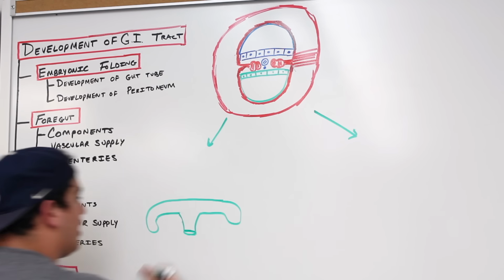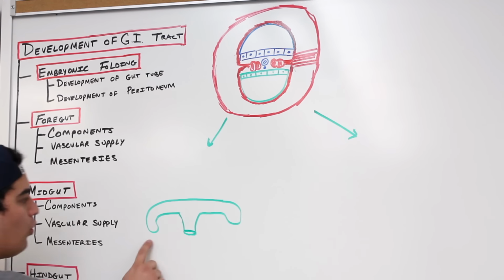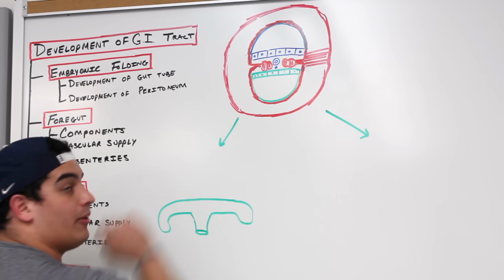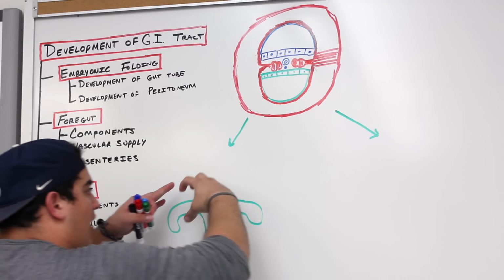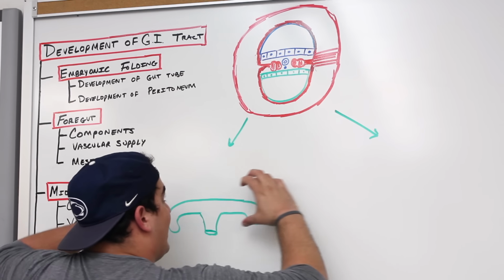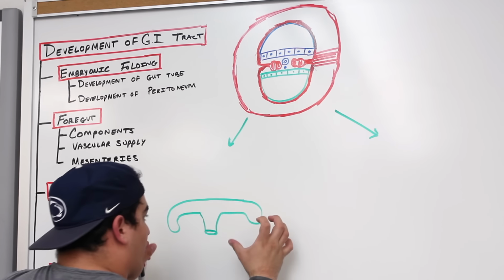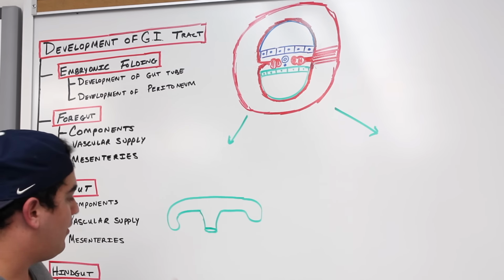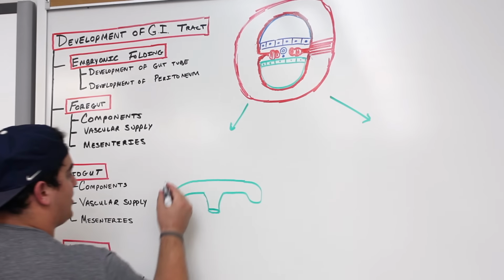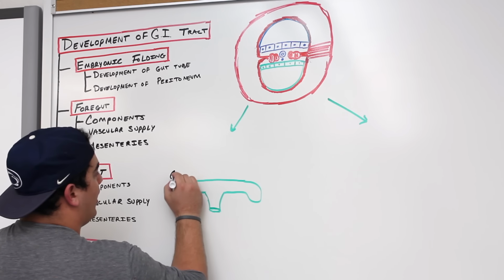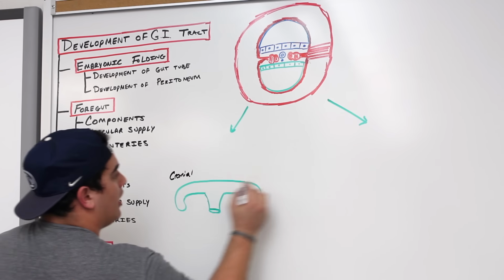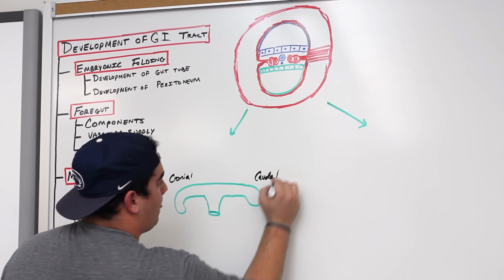When we're developing the gut tube, we're going to have 2 ends here. This is the endoderm. The endodermal lining is going to undergo this expansion where it's going to expand outwards and start folding. When it does that, let's just say this end right here is the cranial end and this is the caudal end right here.